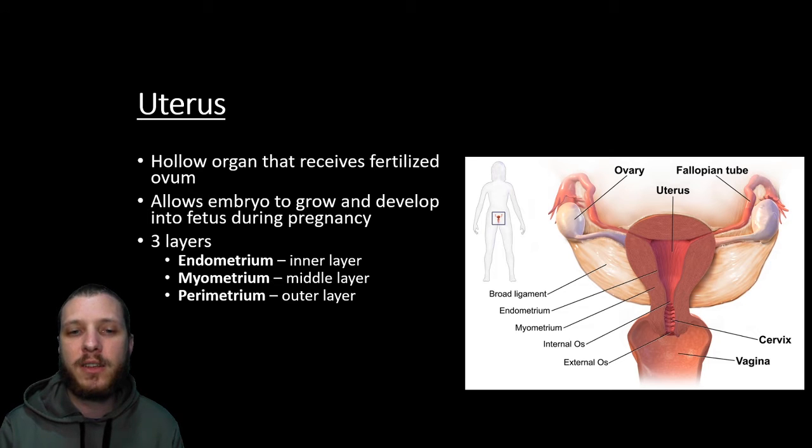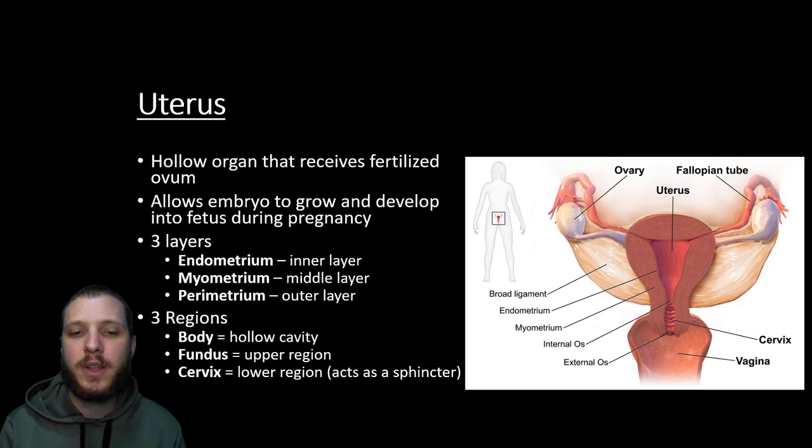There are three layers to this uterus. The innermost layer is called the endometrium. Again, endo meaning inner. The middle layer, the muscular layer full of smooth muscle, is called the myometrium. And the perimetrium is the very outside of the uterus.